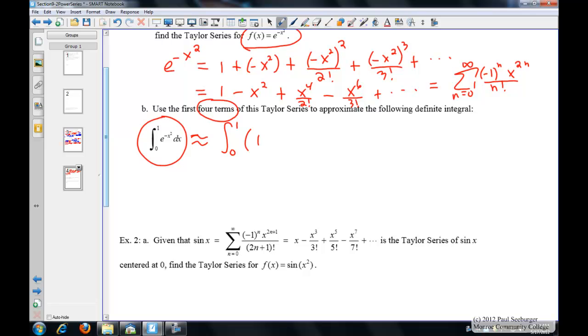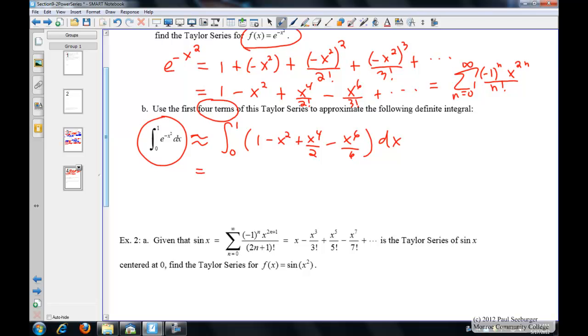So our polynomial approximation of e to the negative x squared near 0 is 1 minus x squared plus x to the 4th over 2. We're going to simplify that factorial now. Minus x to the 6th over 6. Now I think you'll like this part because you could have done this part in Calc 1, right? I hope so anyway. So we're going to just go ahead and integrate now.